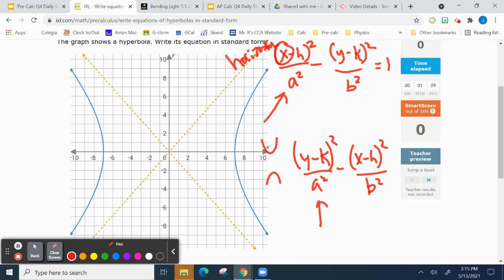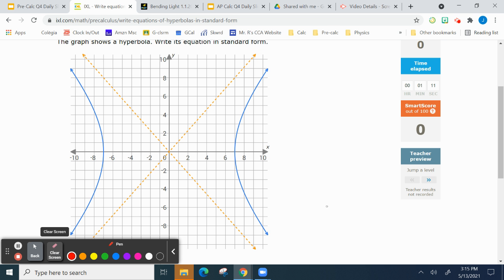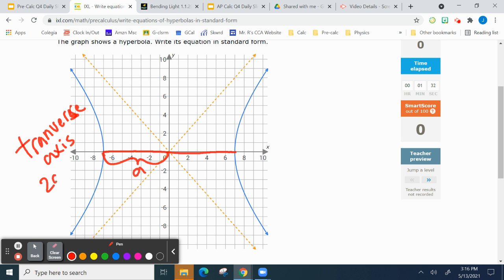Now we're going to have to find a and b, right? So what's a? That's the transverse axis, right? I'm just going to go over everything for you. That's the transverse axis, and this distance right here is a. So the transverse axis, the total length of that, is 2a.